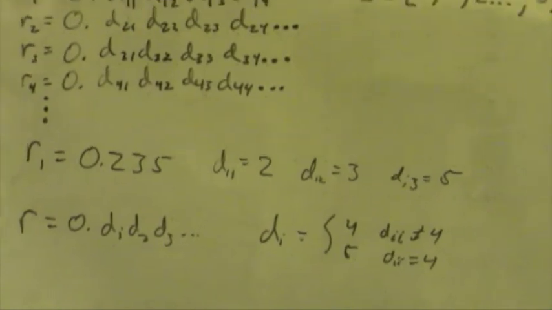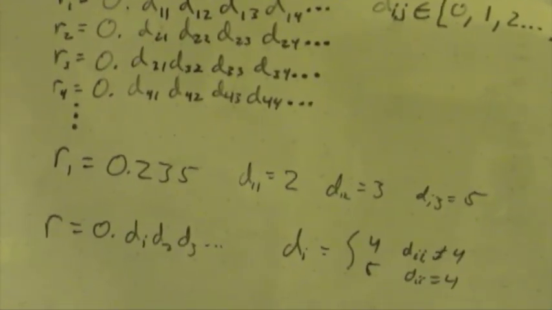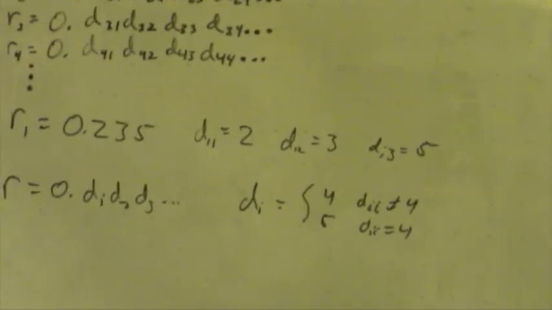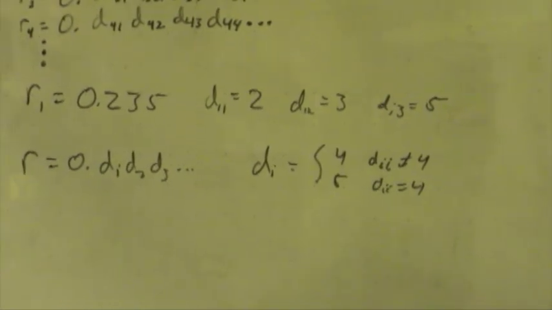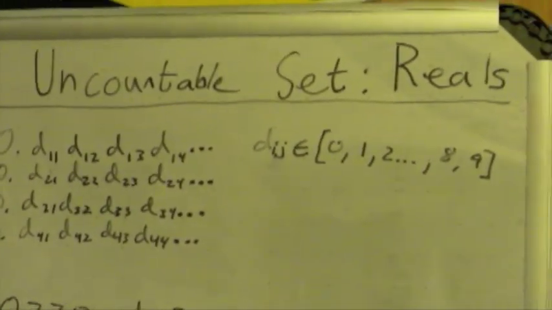So this must mean that the set of real numbers between 0 and 1 is not countable. And now if we know that the set of real numbers between 0 and 1 is not countable, we know that the set of all real numbers must also be uncountable. Hence, the set of real numbers is uncountable.